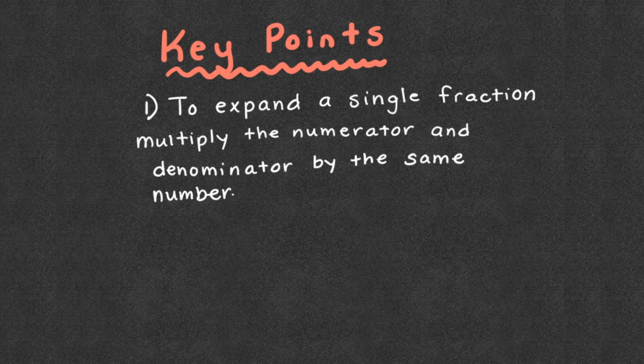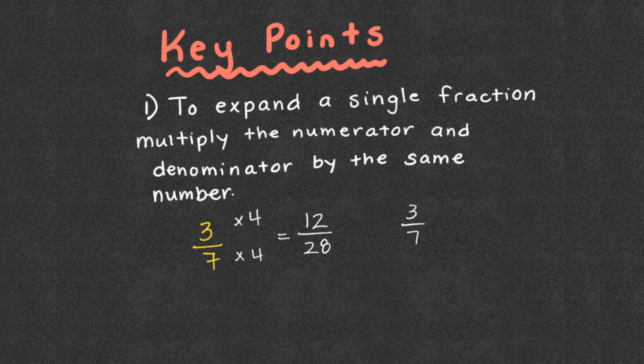So key point number 1, to expand a single fraction, multiply the numerator and the denominator by the same number. So say for example we have something like 3/7, and we want to expand this fraction. If I multiply my numerator by 4, I also have to multiply my denominator by 4. So 3 times 4 is 12, 7 times 4 is 28. So what we just showed is that 3/7 is equal to 12/28. And in the next slide, we're going to talk about why this works.